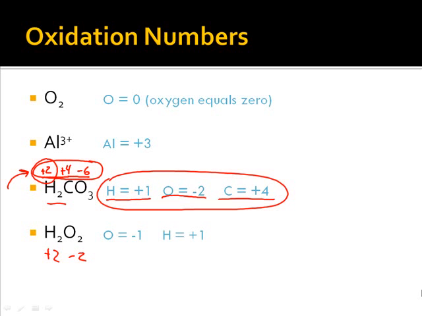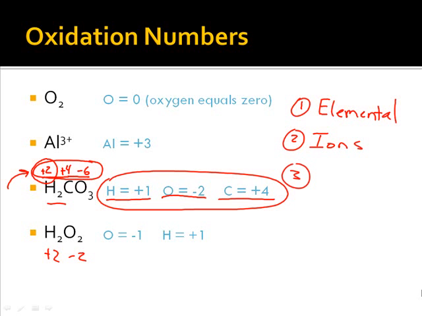So to recap, here's kind of the things I would look for. First, do we have an elemental substance? Second, try to find ions. Third, look for oxygens and hydrogens. And once you have done those 3 things, you're going to be down to one atom that has to have a particular oxidation number in order to either give your polyatomic ion its charge or give your neutral molecule its charge. So that's how we deal with oxidation numbers.